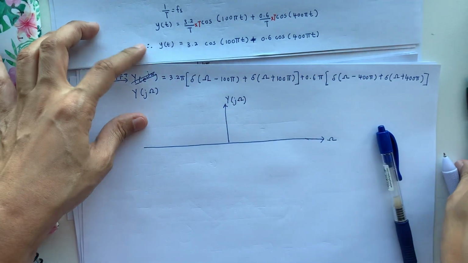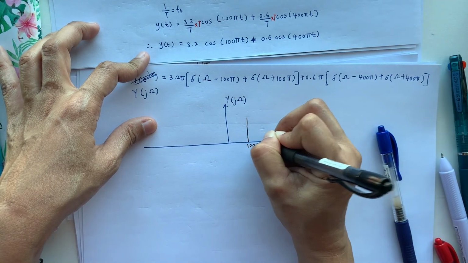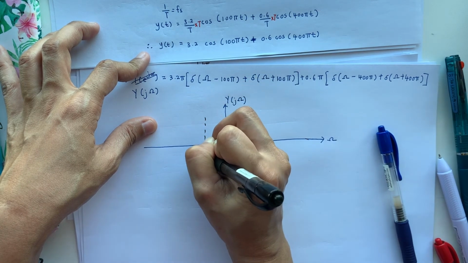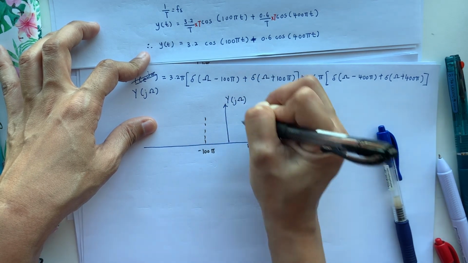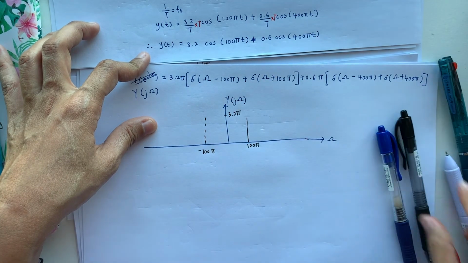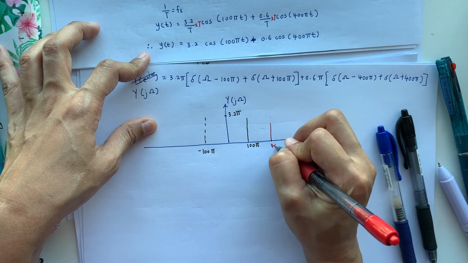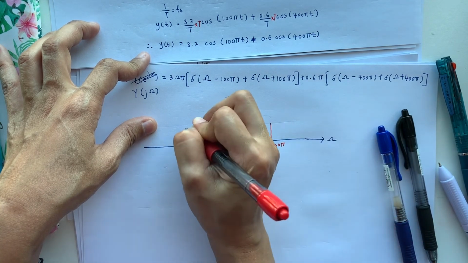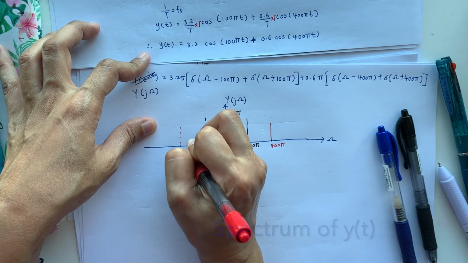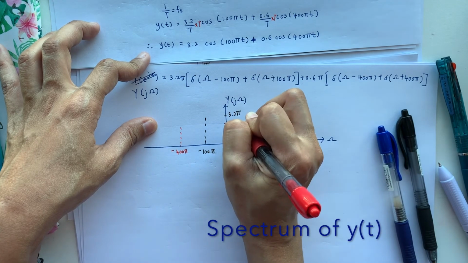So you have 100 pi, and you have negative 100 pi. The amplitude is 3.2 pi. Then you have 400 pi and negative 400 pi. The amplitude is 0.6 pi.